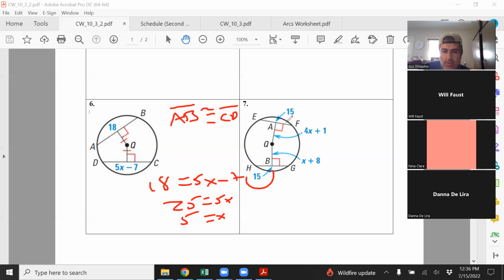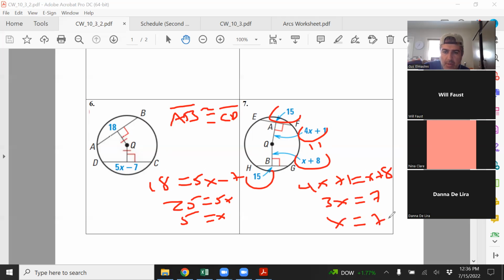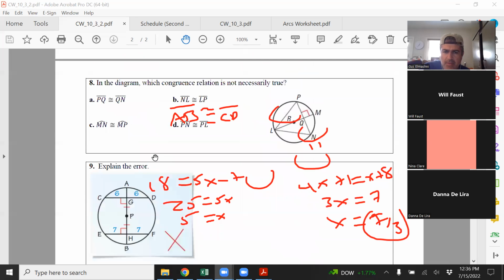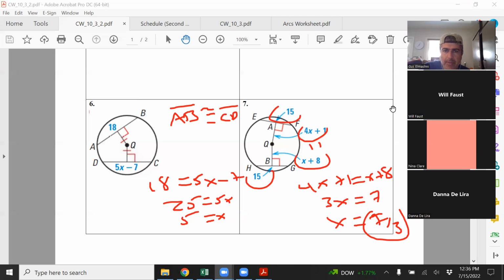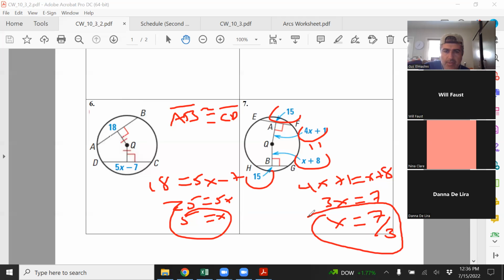Likewise here, you have 2 equal chords. So these are equal distance. 4x plus 1 equals x plus 8. 3x equals 7. So x will be 7/3. That's kind of weird, but we'll just go with it. Let's double check the answer key. Number 7 is 7/3. Yep, number 7, 7/3. Let me make that a little more neat. Five and 7/3. Okay, questions on that?